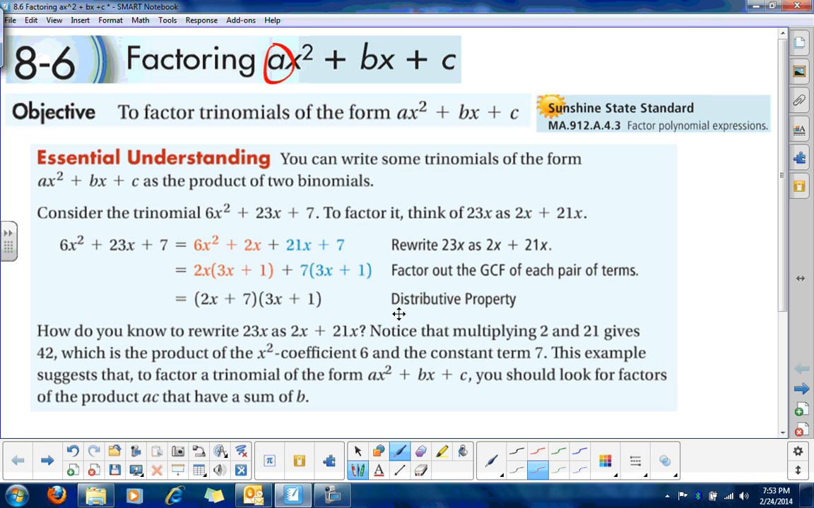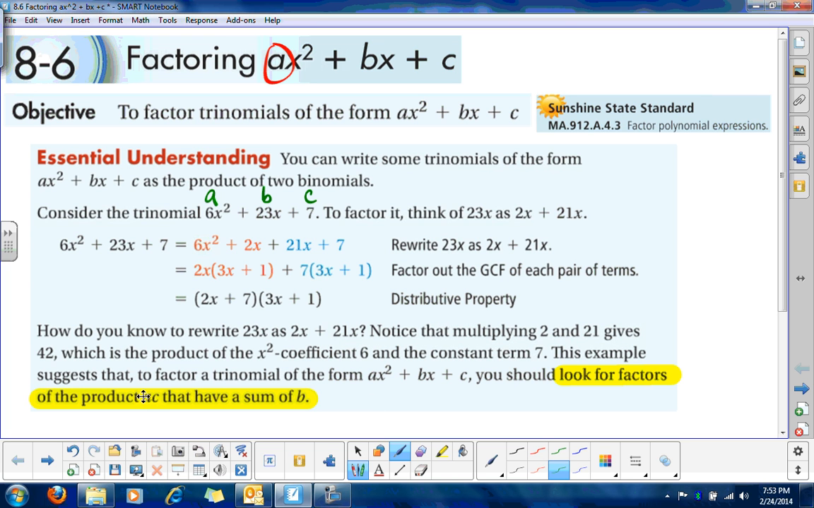Well, when we are trying to write the trinomial in the form of the product of two binomials, what we're going to do is look for factors of the product AC that have the sum of B. Okay, now if you look at this trinomial again, here we have ax squared plus bx plus c. So we're just going to take those numbers from that trinomial.